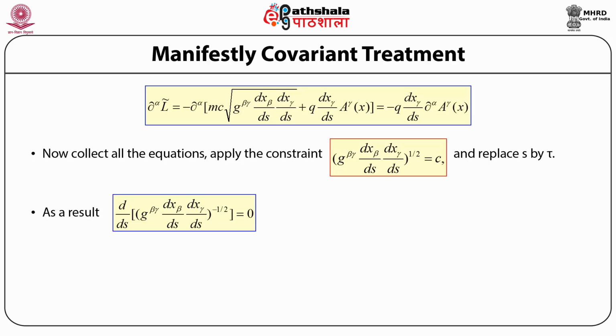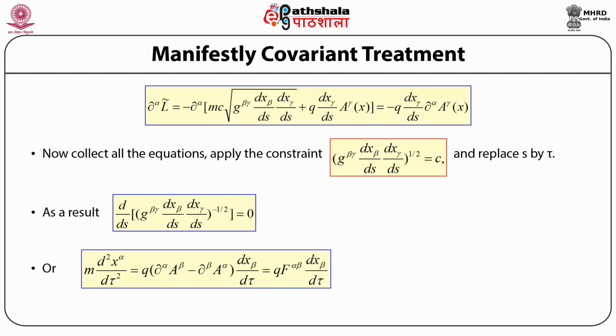So we have minus m d²x^α/dτ² minus (q/c) ∂A_α/∂x^γ dx^γ/dτ plus q dx^γ/dτ ∂_α A_γ equals 0, or m d²x^α/dτ² equals q(∂_α A_β minus ∂_β A_α) dx^β/dτ, equals q F_αβ dx^β/dτ, which is the covariant form of the equation of motion.